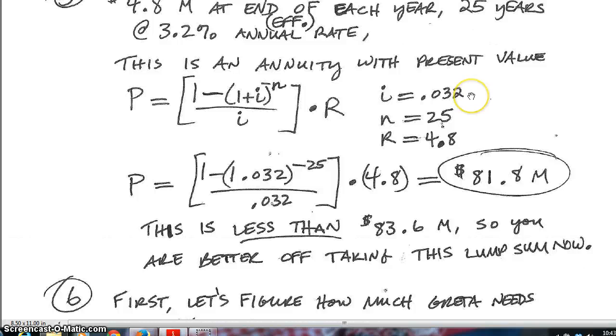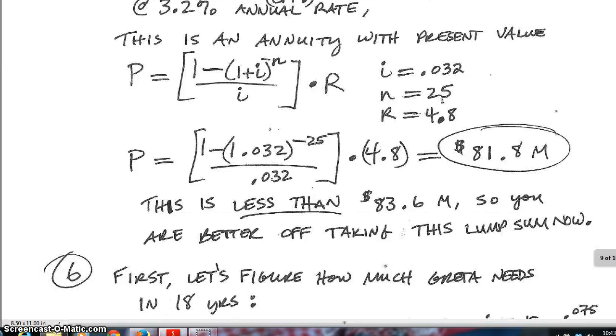Okay, so plug in. This is the effective rate, so actually there's no compounding here. I gave it as an effective rate, so just use that as i. If you plug it into the formula, it's 81.8. That is less than the 83.6, so you should take the lump sum. Okay.